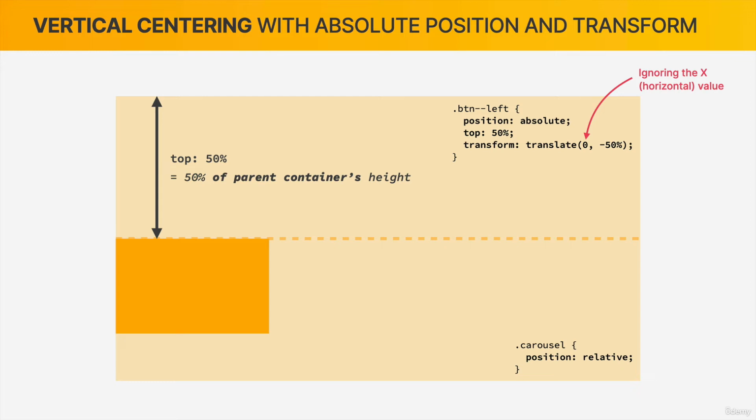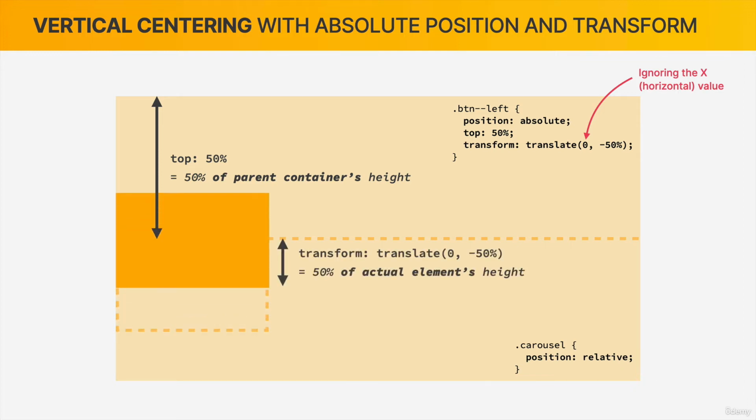And in this example, I set that to minus 50%. And why minus 50? Well, because that will basically move the element exactly 50% of its height back to the top. And again, these 50% here in the transform property are actually 50% of the actual element's height, so not of the parent container's height. And that is completely different. Okay? And so the result of doing this is that now the element will be exactly centered vertically.